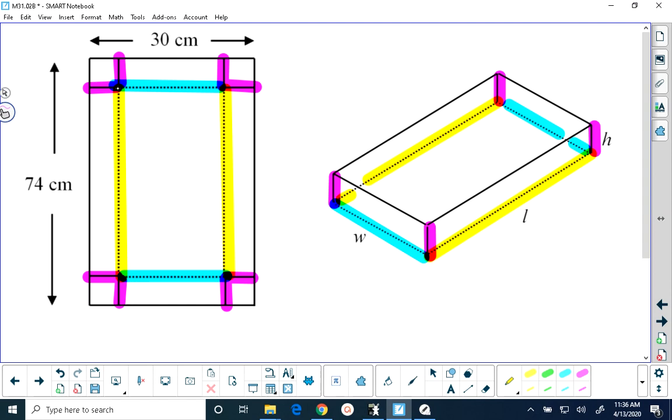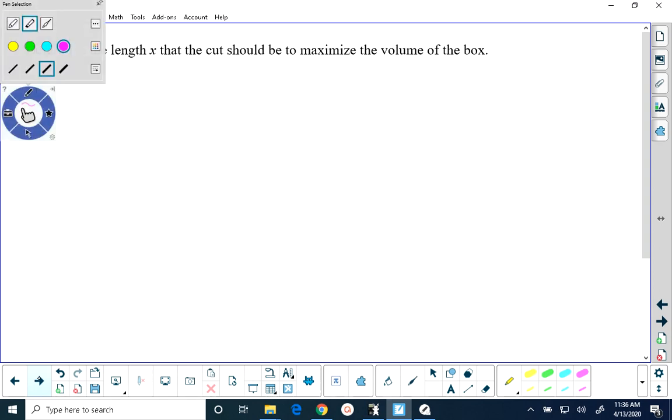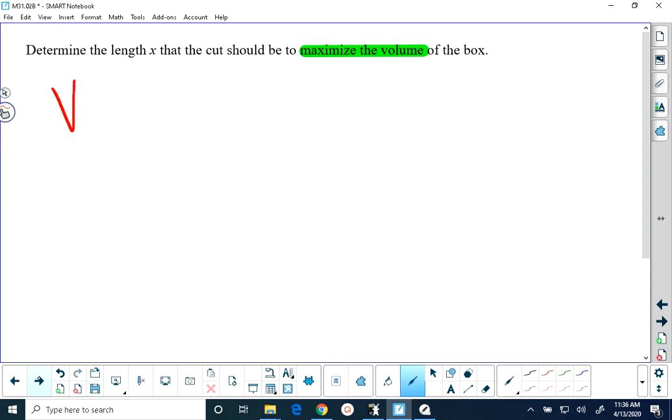The first thing we're going to have to do is come up with a function for the thing that we want to, in this case, maximize. Well, you're trying to maximize the volume of the box, which means we need to come up with an equation for volume of a box. Well, that's pretty easy. A volume of a rectangular prism is length times width times height. And now we need to define those three variables in terms of x, because the question is what length x should be cut to maximize the volume.